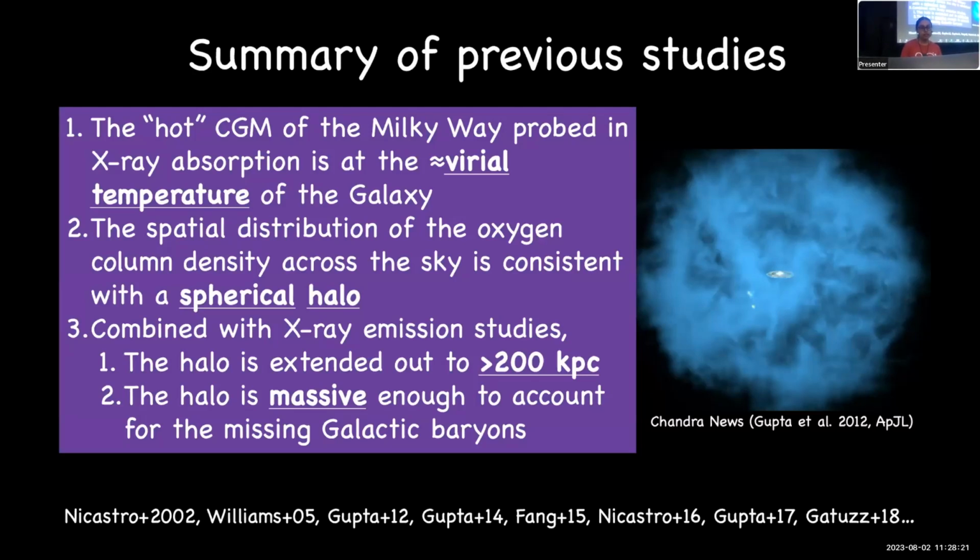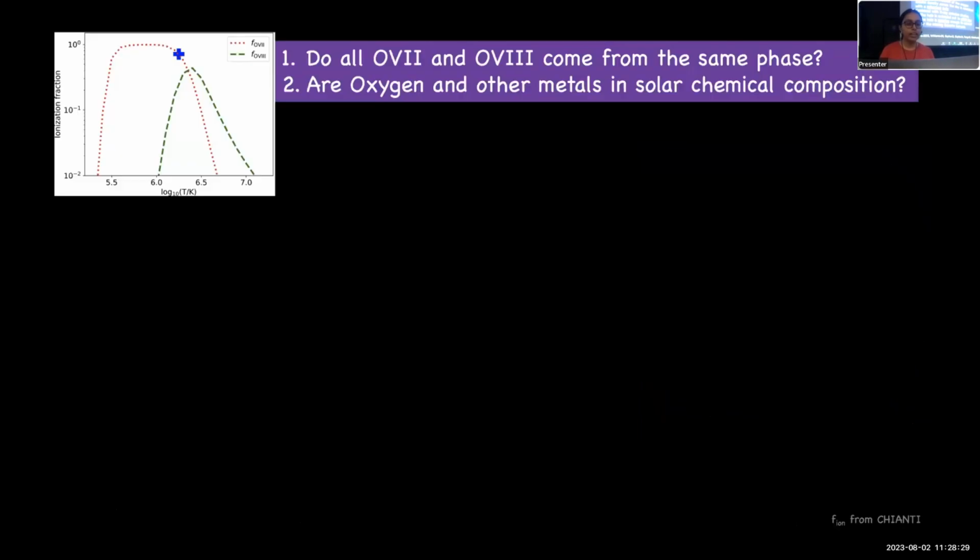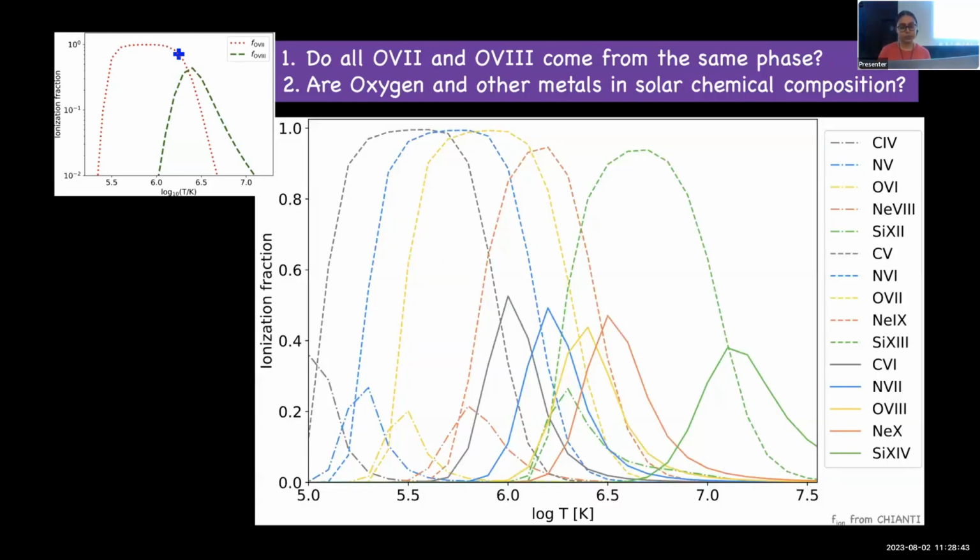So everything is pretty much consistent with the theory. And if you are feeling very relieved right now, I'm going to take out the relief in a moment. So in all of these studies, the underlying assumption is that all of the oxygen 7 and all of the oxygen 8 are coming from the same phase. And also all the oxygen and metals are in solar-like chemical composition, which may or may not be true. So we try to test whether that is actually true.